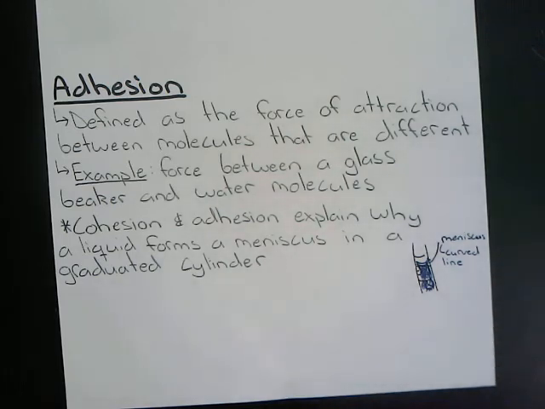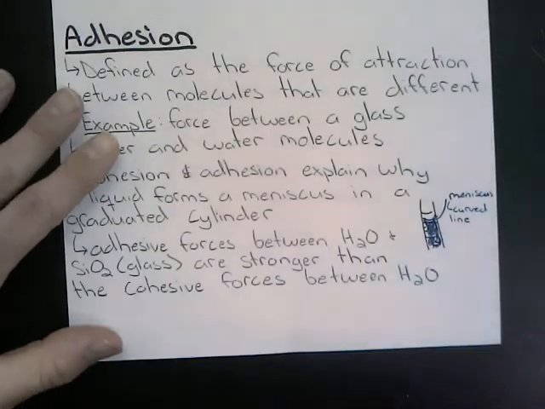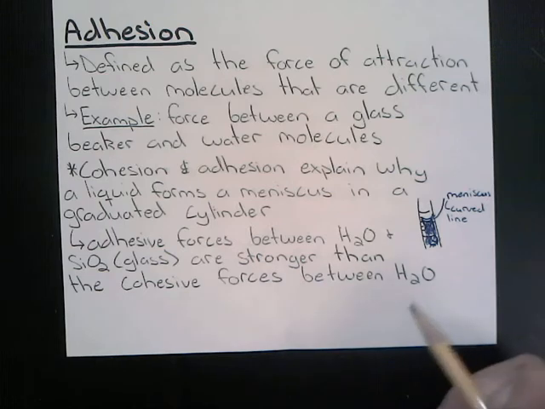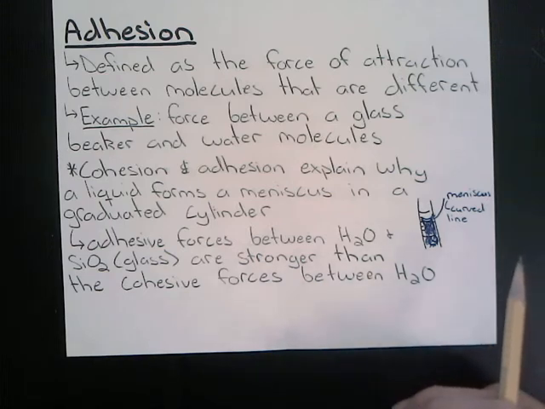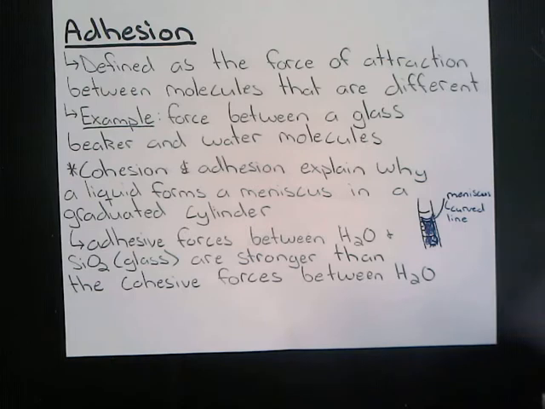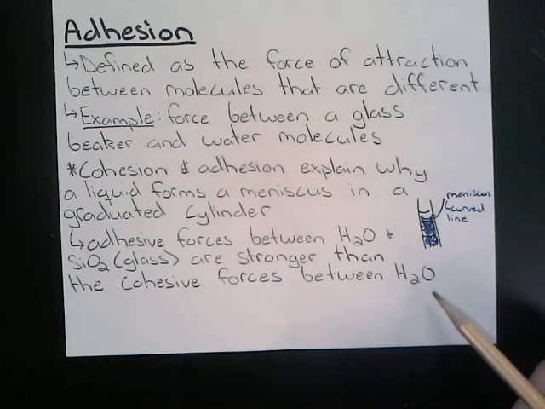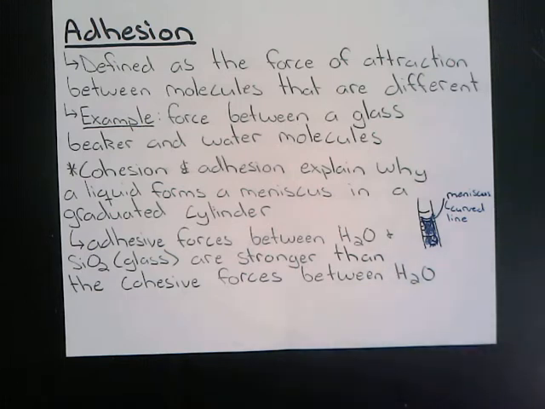Now, the way cohesion and adhesion play a role in this is as follows. The adhesive forces between water molecules and the silicon dioxide in glass are greater than the cohesive forces between those water molecules. Because the adhesive forces between water and that silicon dioxide are greater than those cohesive forces, this is going to cause water to rise along the inner walls of our graduated cylinder and create that meniscus.